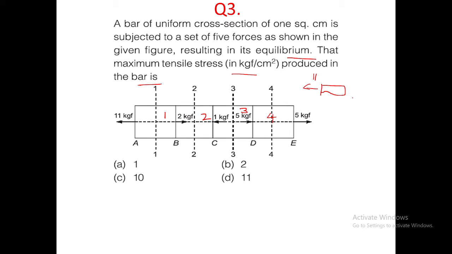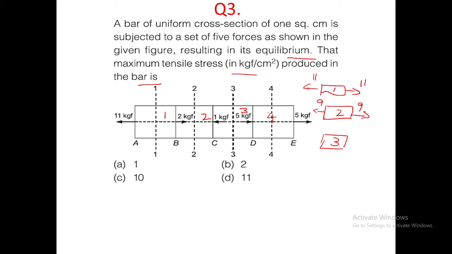Here also tensile, so 2 plus 1 is 3, 3 plus 5 is 8, 8 plus 5 is 11. This is the first one. Next free body diagram, the second one is compressive in nature, so 11 minus 2 is 9. Here 5 plus 5 is 10, tensile, so 10 minus 1, so 9.